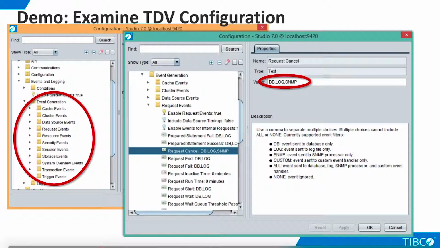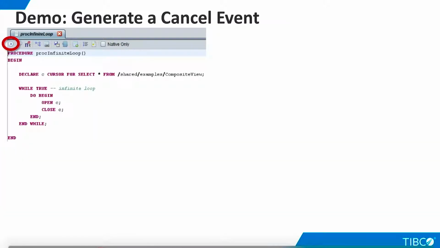This demoette provides a resource named proc infinite loop, which simply runs an endless loop that opens and closes a cursor. Execute this procedure so that we have an example of a runaway query request that can be canceled in order to generate the cancel event we are interested in.